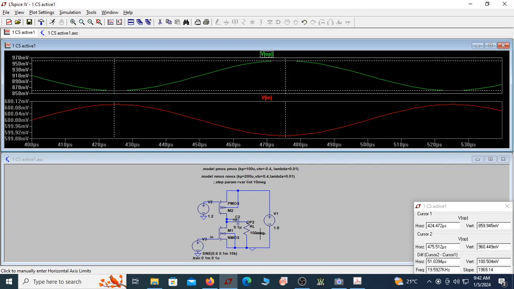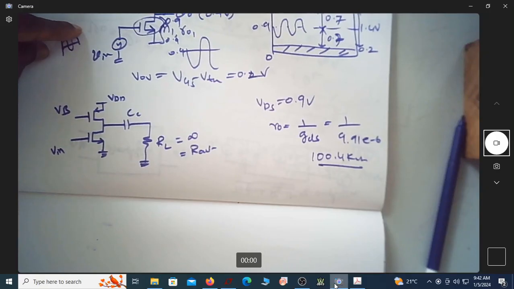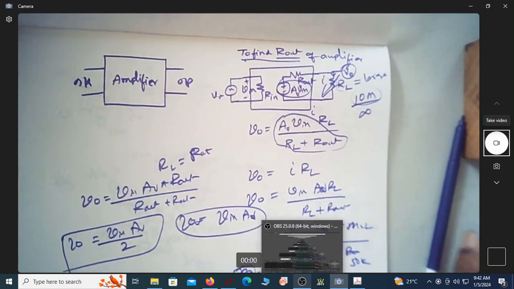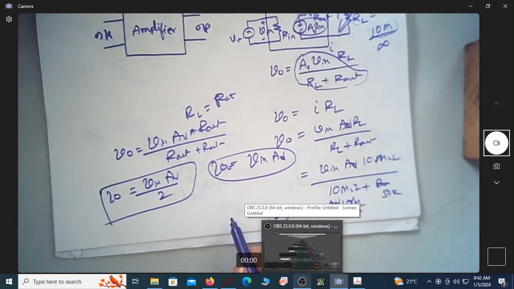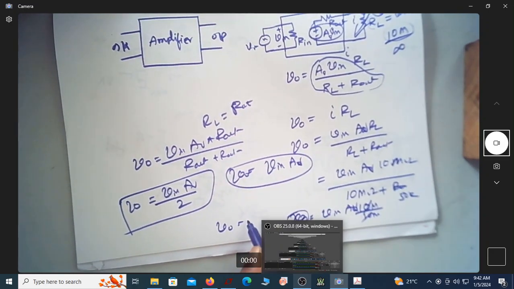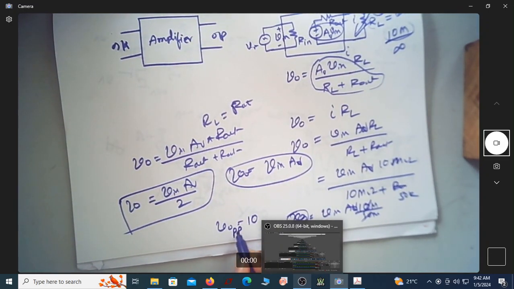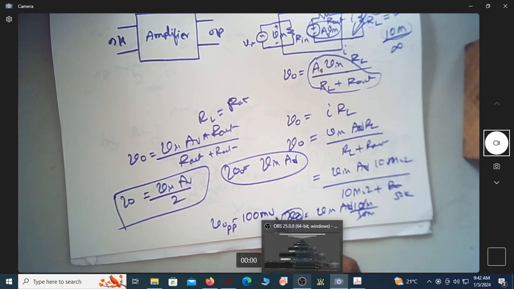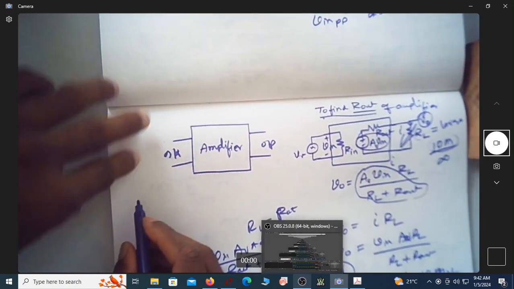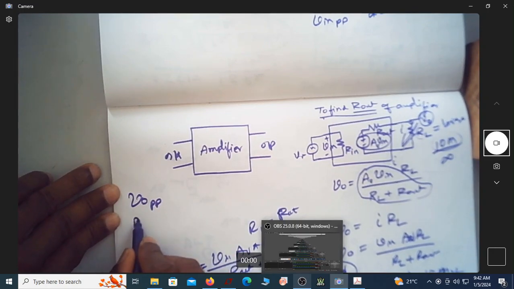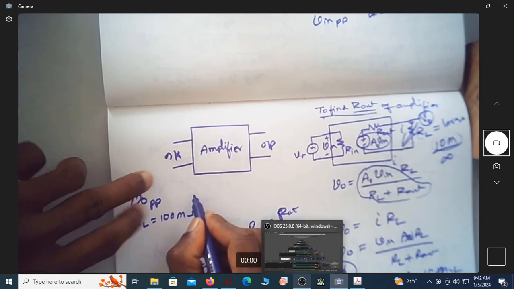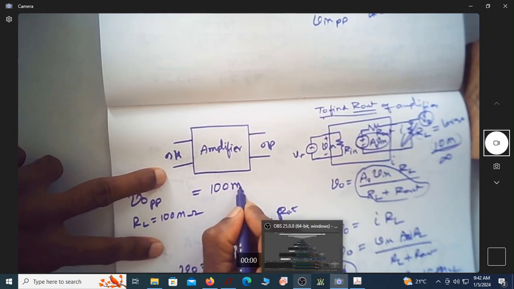So I will change this. If you actually see now, what I measured is, with this as a very large value, I am getting V naught. V naught peak to peak with RL as 100 mega ohm is 100 millivolt.